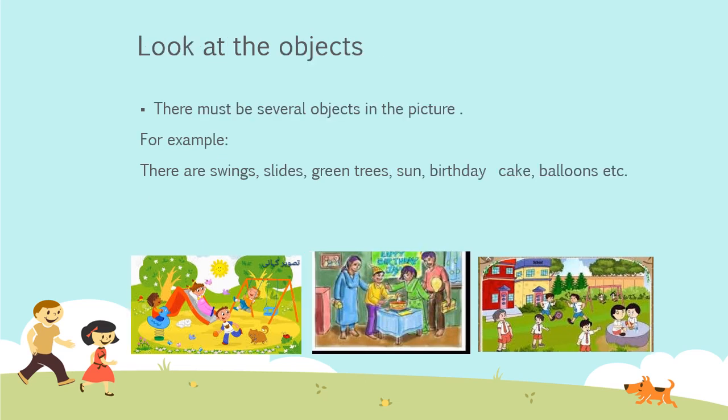The third thing is look at the objects. There must be several objects in the picture. For example, there are swings, slides, green trees, sun, birthday cake, balloons, etc. So, the picture that has been given to you, look at that picture carefully. What are the objects there? Just mention them and follow the sequence of the things. That is very necessary.